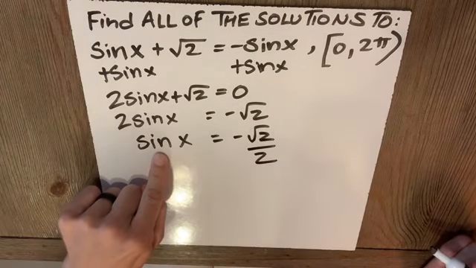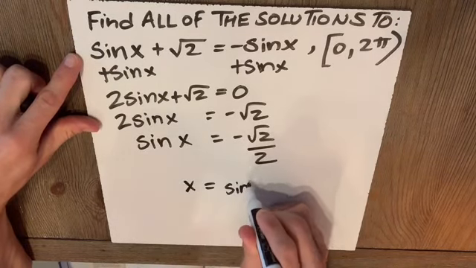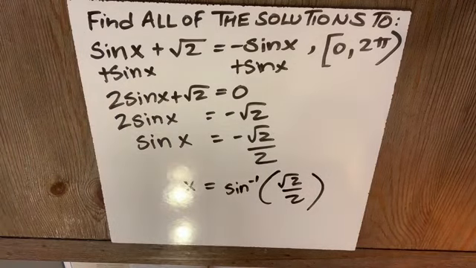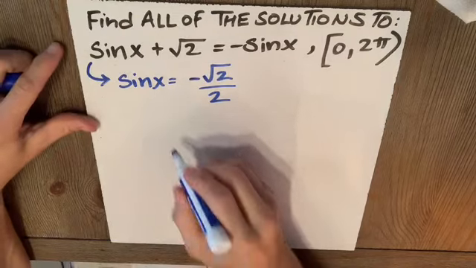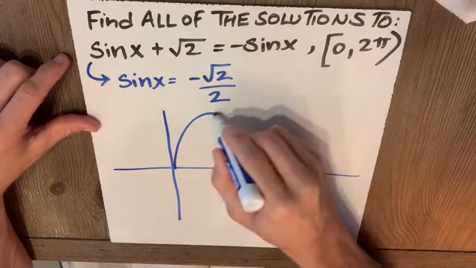I've isolated the sine. Now, normally we'd say x is equal to inverse sine of root 2 over 2, and we get one solution. But instead of going to this, I'm going to go to my unit circle. So let's look at sine x from 0 to 2 pi. 0, max, 0, min, 0.